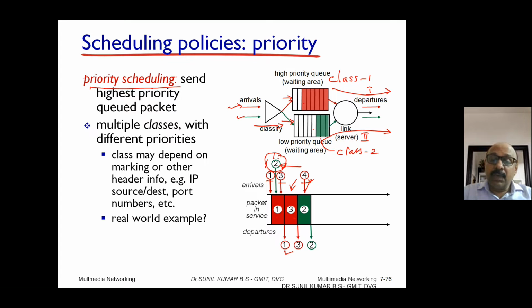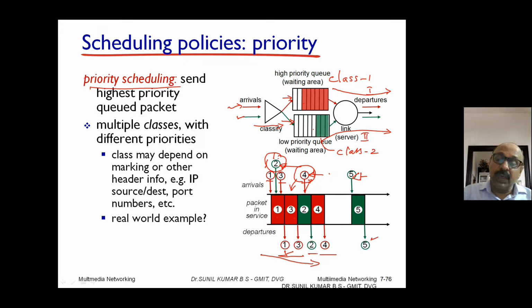Okay, but in the meantime, one more packet has arrived, that is the fourth packet, whose class is 1, and obviously it has got higher priority. Next, the 4 is transmitted. Next, the fifth one has arrived. Again, it is class 2, and no other class 1 packet, so that class 2 packet is given service. Here you can see the order of transmission. The higher priority, that is class 1 packets, will be transmitted first, and only if there are no class 1 packets, then class 2 packets will be transmitted.